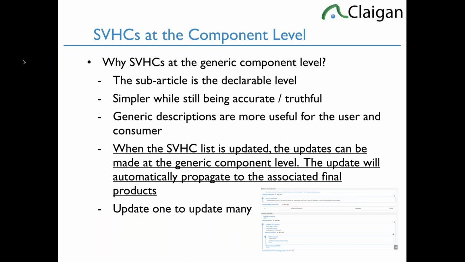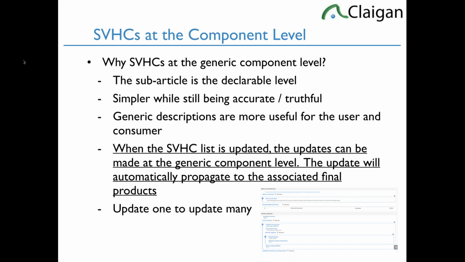So why do we do SVHCs at the component level? The SVHC is declarable at the component level, but why do we use the generic? It's simpler while being accurate and truthful. It's actually much easier for the customer to say it's the brass part as opposed to it's part 572. They'd be like, what? It's much easier for them, and it's accurate and truthful, and much simpler for you. It's better for your customer.